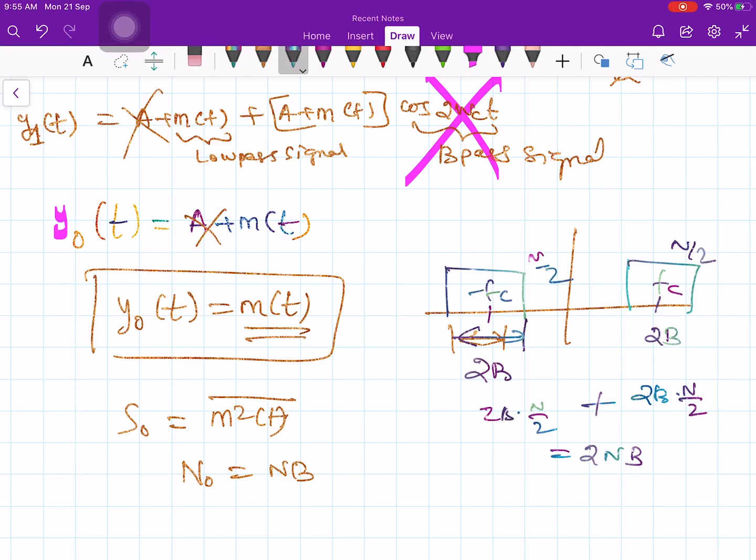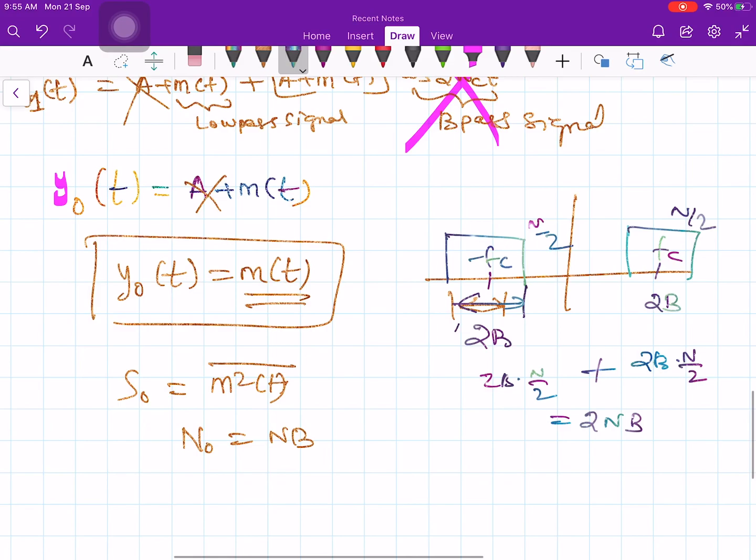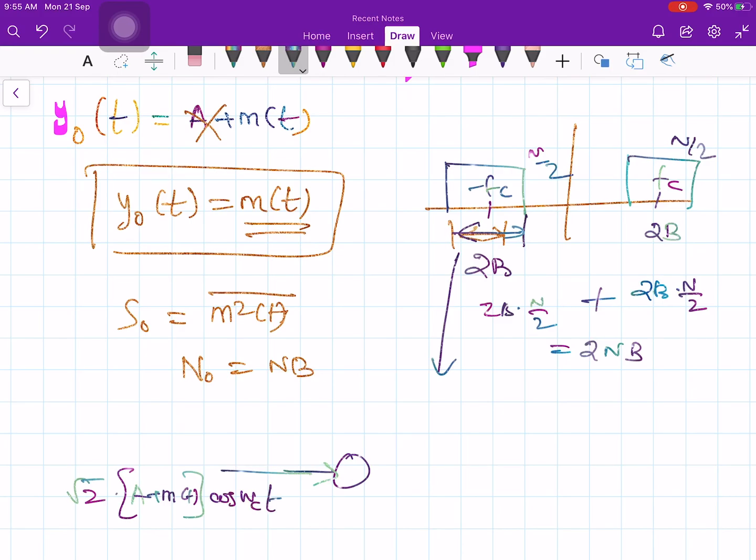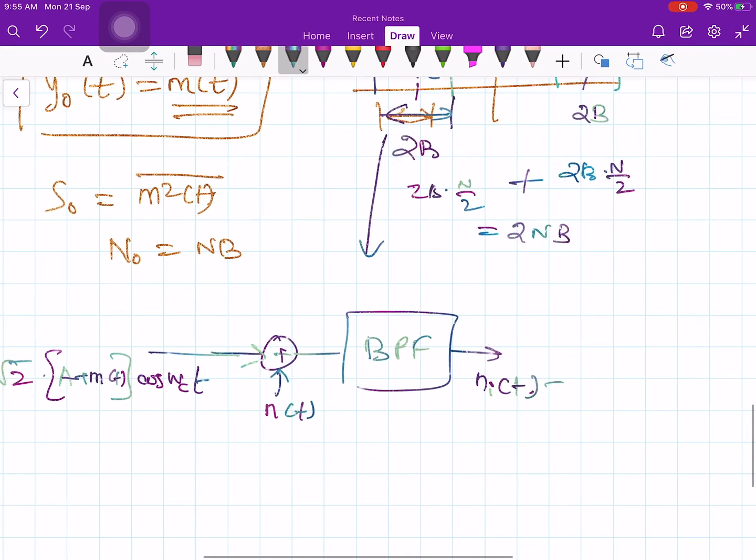Yeah, this is 2NB, but what is this noise? This noise is the output of the band pass filter. See, you have the signal here: root 2 times [A plus m of t] times cos omega ct, right? Now here the noise is getting added. What is the noise? n of t. Now this is passed through the band pass filter. At this point I am getting ni of t, narrow band noise. So the narrow band noise contains nc of t and ns of t.